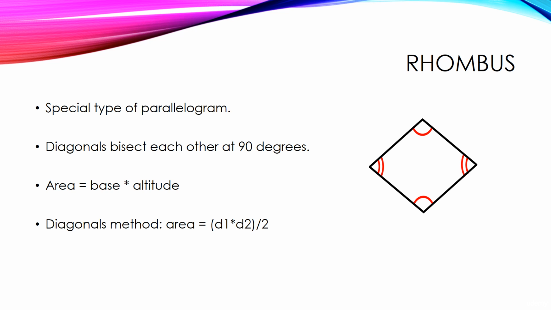There are several ways to find the area of a rhombus. The most common is base times altitude. The diagonals method: another simple formula for the area of a rhombus when you know the lengths of the diagonals is that the area is half the product of the diagonals. As a formula, d1 times d2 by 2, where d1 is the length of a diagonal and d2 is the length of the other diagonal.